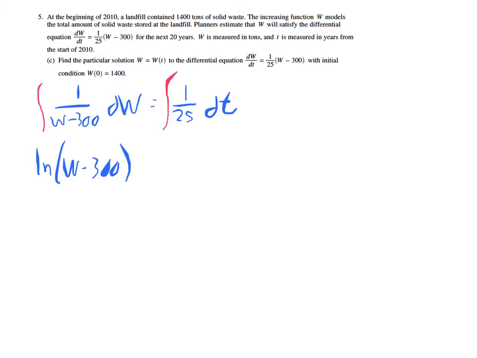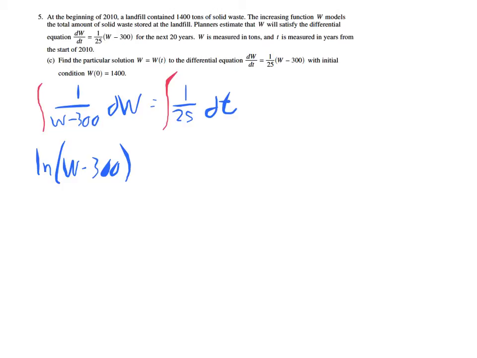Also, technically I'm using U substitution or the substitution rule here, but the derivative of W minus 300 is just 1, so there's no real substitution needed. Also, a third thing is that technically when I do an indefinite integral, I should have a plus c here, but I'm going to have a plus c on the other side, and when I combine two constants, I just get another constant, so I usually just leave it as plus c on just one side.